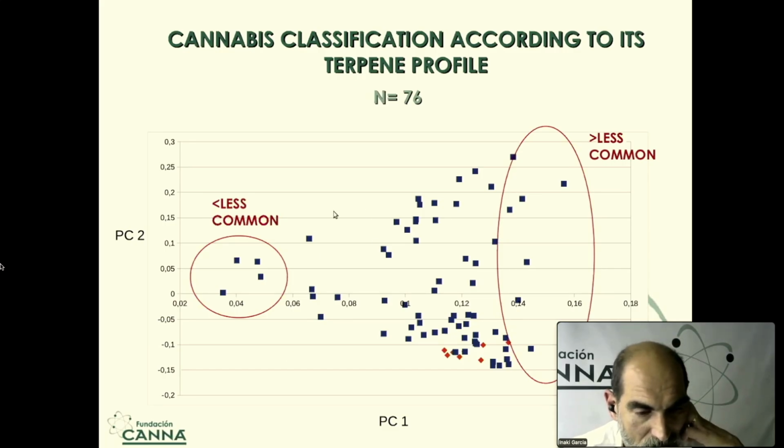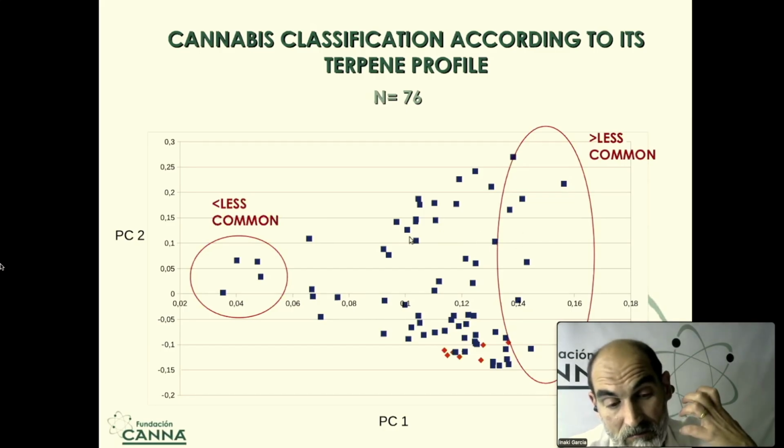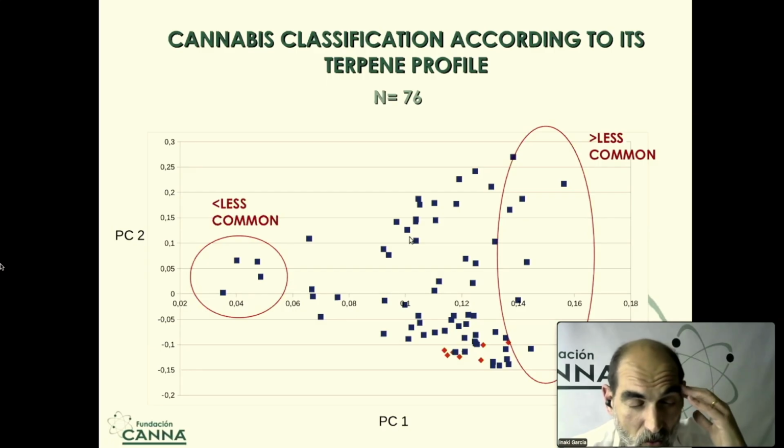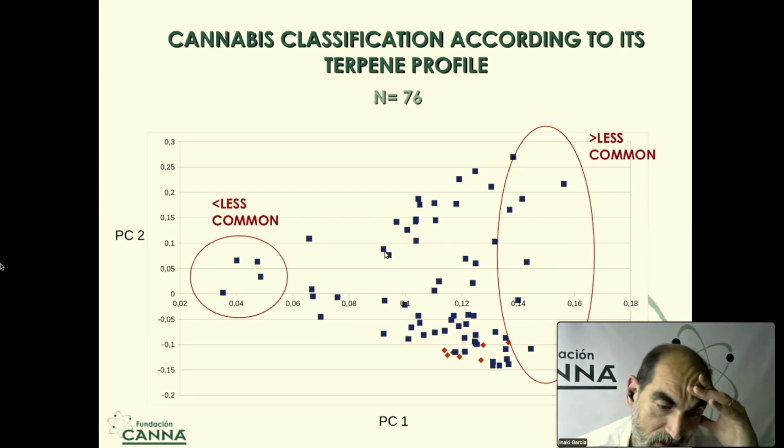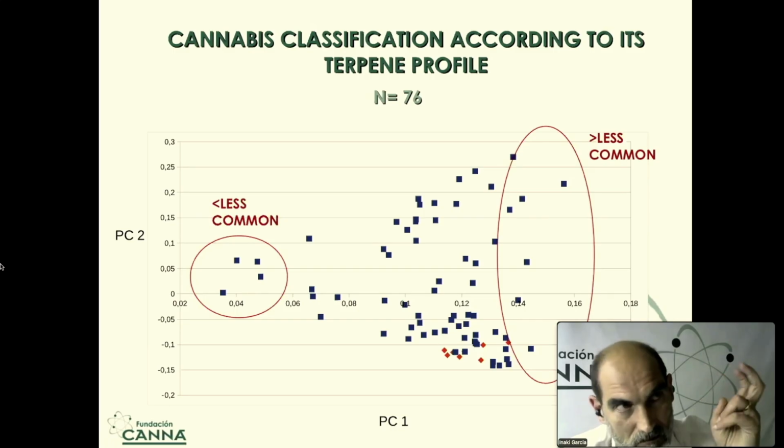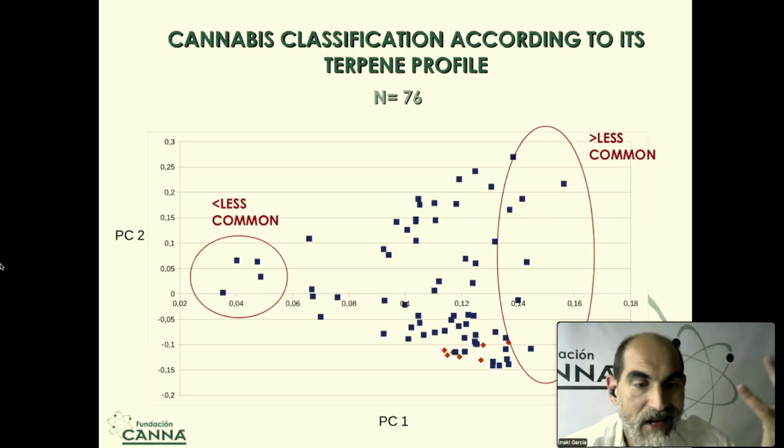Here what we can see is that the plants on the left of the graph are plants that have terpenes that are not usually found in all the samples, and on the right we have the plants that usually have only terpenes classified as very common terpenes.